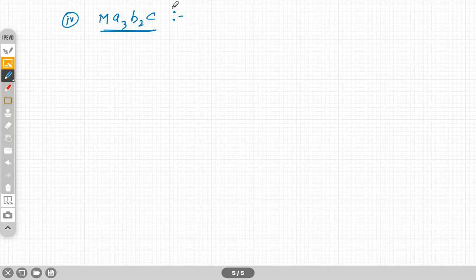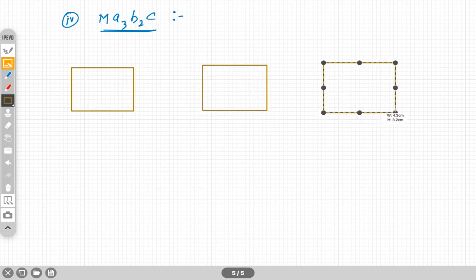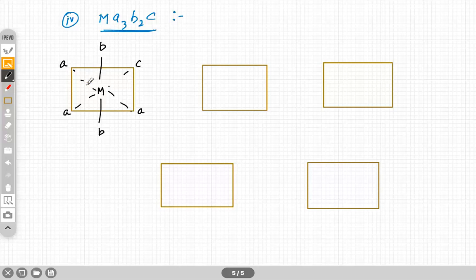Okay, done. How many isomers are you getting? 3. Venkat, wait. Okay, so the structures are 1, 2, 3A and 1C. So 1C, 1C. This is one structure.